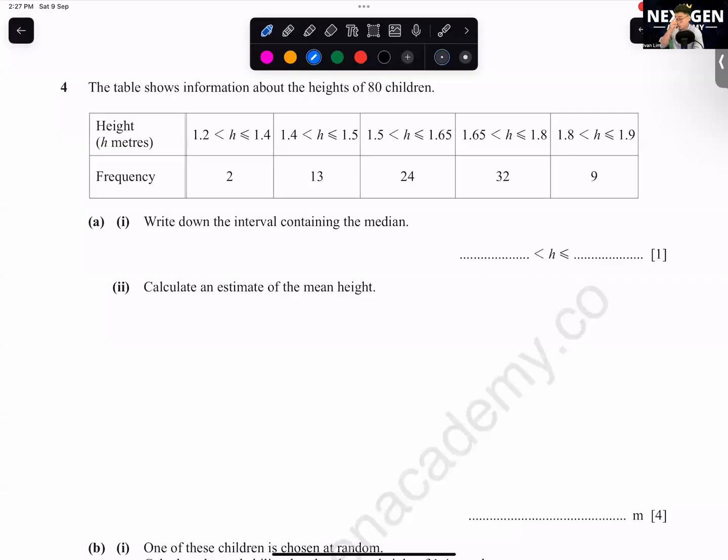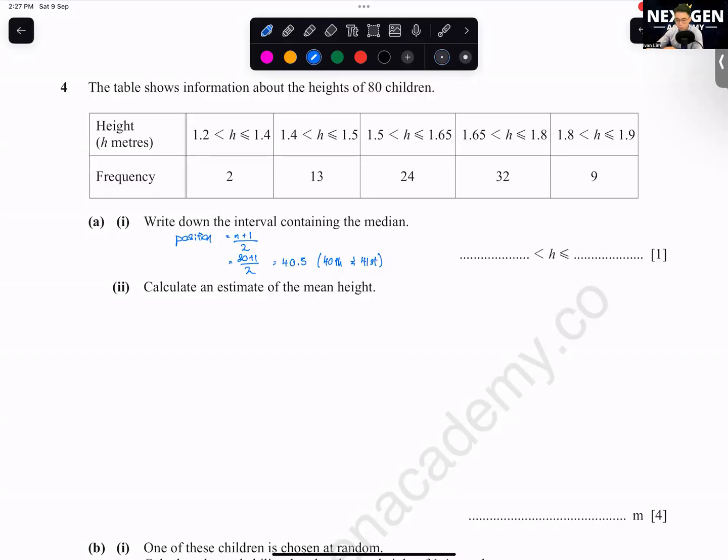First of all, we need to know where is the position of the median first. How to find position? Position is n plus 1 divided by 2. So you will take 80 plus 1 over 2, which is equals to 40.5. That means my 40th and 41st value is where the median is at. That means I need to take the average of the 40th and the 41st value.